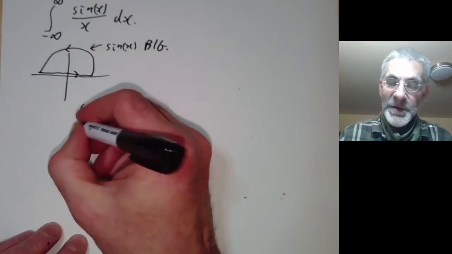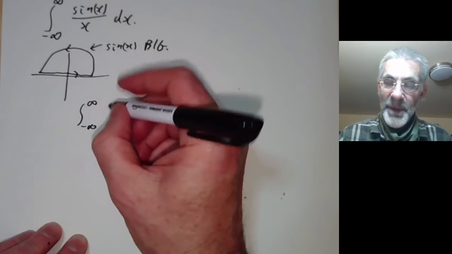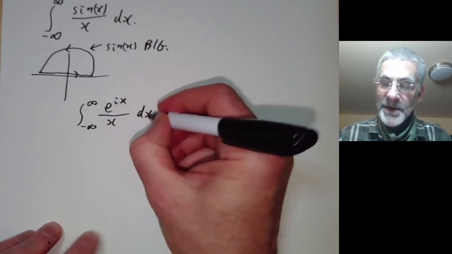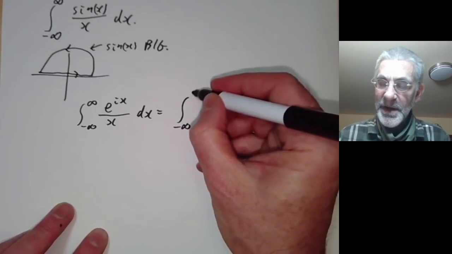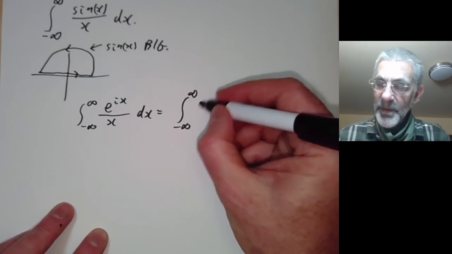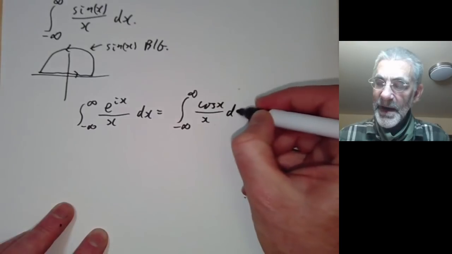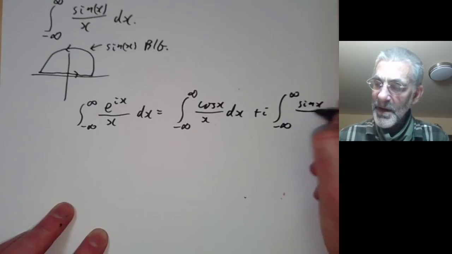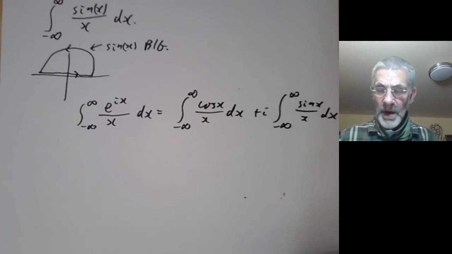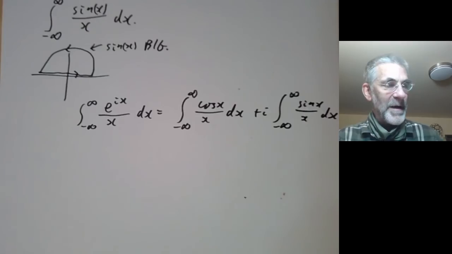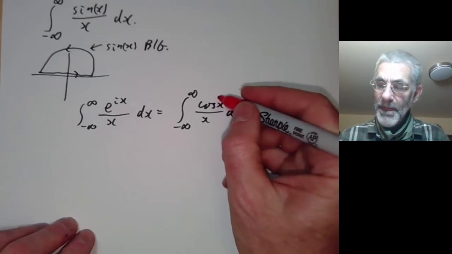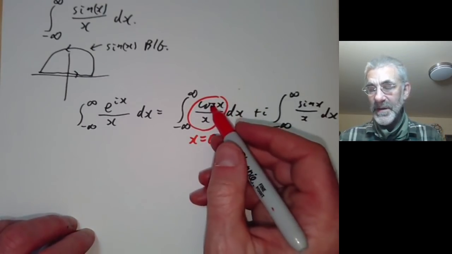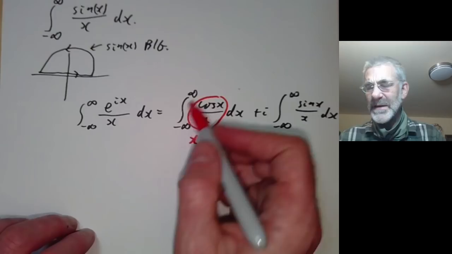We just do the integral from minus infinity to infinity of e to the ix over x dx, which is equal to the integral from minus infinity to infinity of cosine x over x dx plus i times the integral from minus infinity to infinity of sine of x over x dx. Right? Well, no, there's a problem with this, because what happens to this at x equals 0? It becomes infinite. So this integral is a bit fishy.